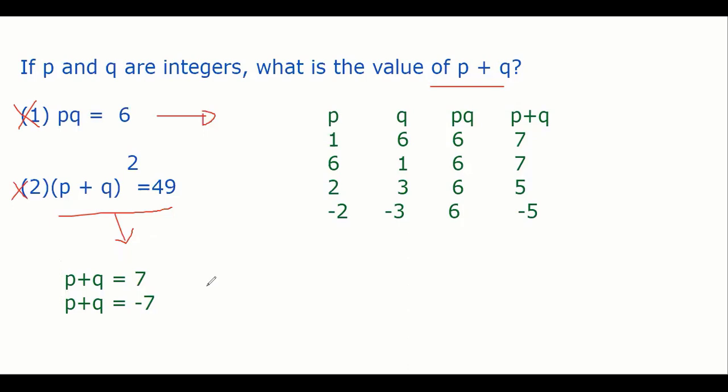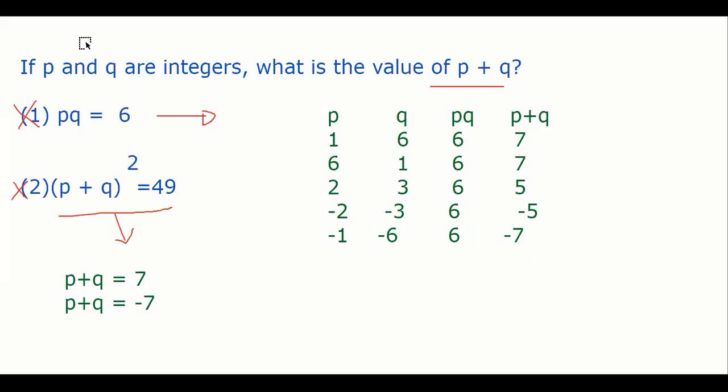But tell me, Skan, anyone, is both together sufficient or not? Sufficient, how? Sir, here we are getting P plus Q equal to 7, and even in the first option we are getting P plus Q equal to 7. Check. What if P and Q are minus 1, minus 6? You'll get minus 7 also, right? Right, Skan?